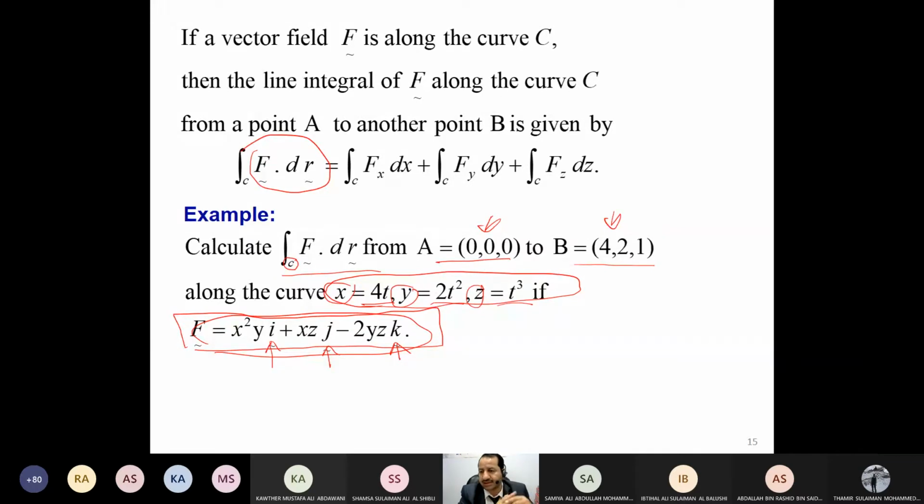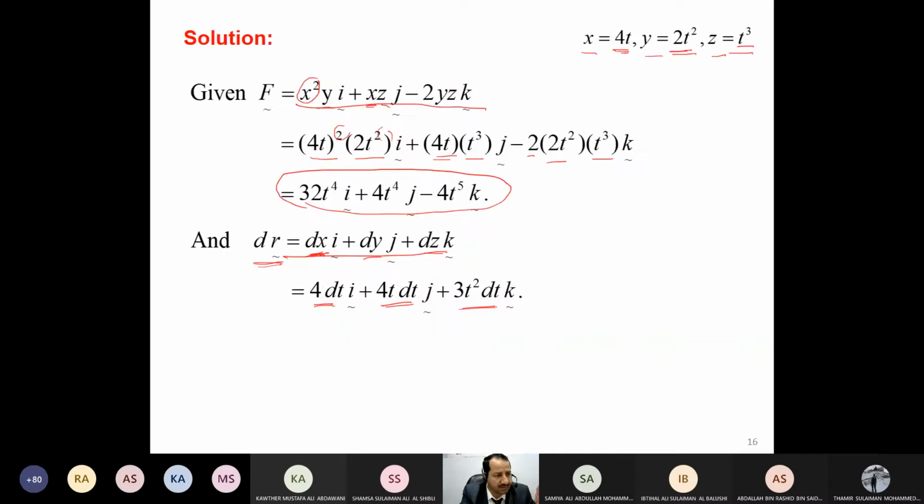We have two techniques: scalar field line integral and vector field line integral. For scalar field line integral, you are given scalar, you do the integration, you come up with vector. For vector field line integral, you are given vector, you do integration, you come up with a scalar.